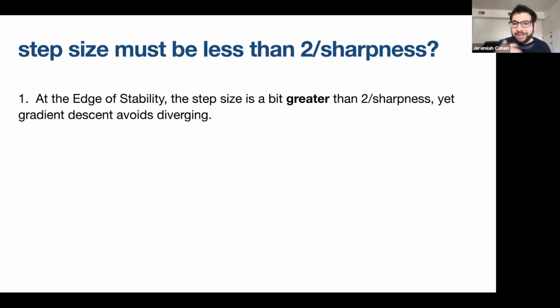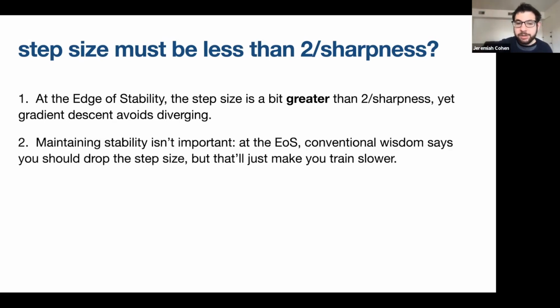You can say that's not very surprising because it's just a little bit greater, not a lot greater. But in fact, it doesn't seem to be bad that the sharpness is a little bit greater than 2 over the step size. It's actually good. We've done experiments where, at the edge of stability, the conventional wisdom would say you're unstable, so you should drop the step size to recover stability. When you try that, it just makes you train slower. You could drop the step size, but it's not a good idea, because you just train slower, and you later wind up at the edge of stability anyway.